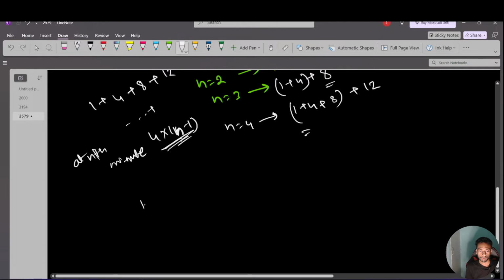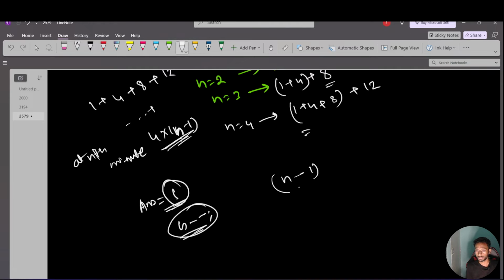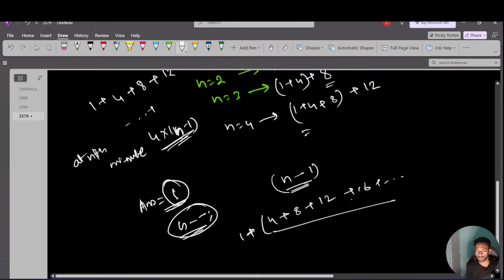First, our answer, the total number of colored cells, will start from 1, and I will decrease n by 1. That means I have already consumed 1 minute. For the remaining n minus 1 minutes, I will add 4 plus 8 plus 12 plus 16 in this way. Ultimately, I will add 1 plus this sum, correct? The pattern is clear.